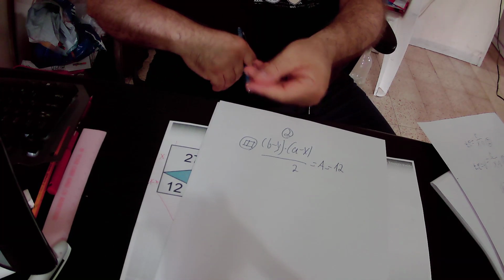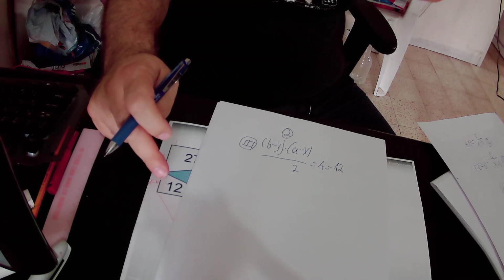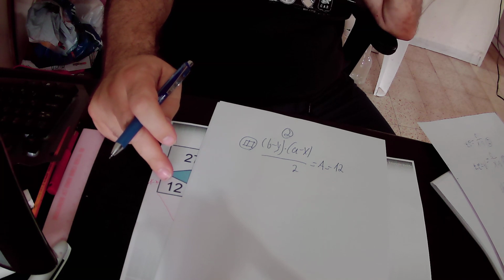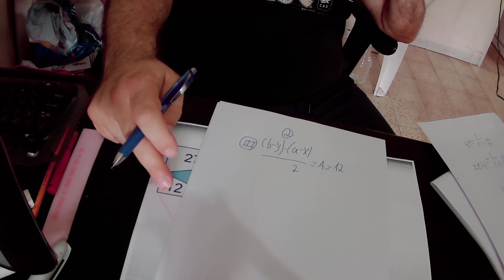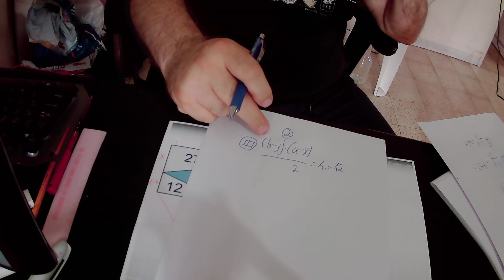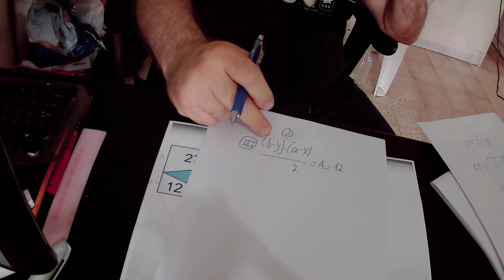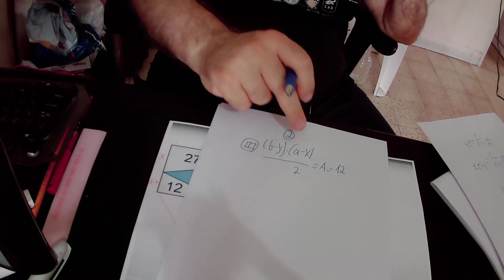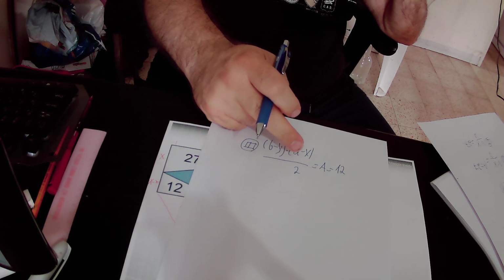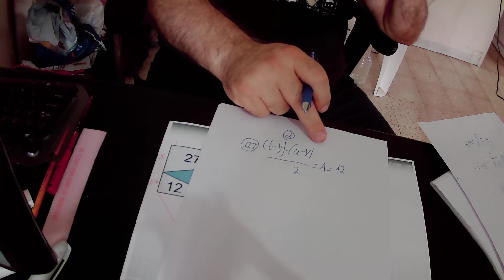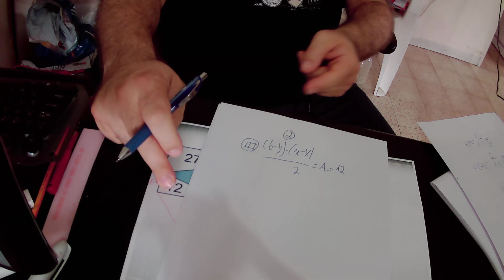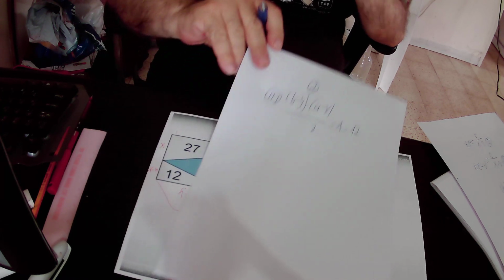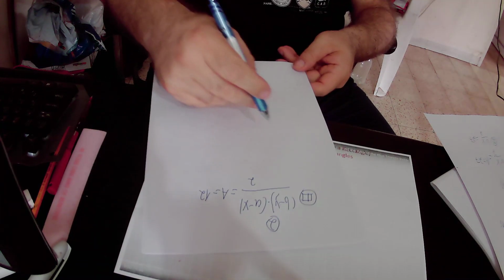So the formula for the area of the triangle: the area is 12 units, which equals the base of the triangle, that is b minus y, times the height of this triangle, that is a minus x, all divided by 2. It equals the area, but we already know that the area equals 12 units. Okay, so we can rewrite it.